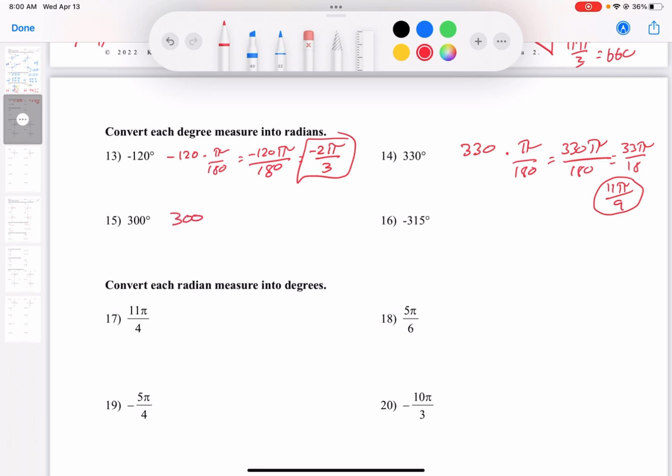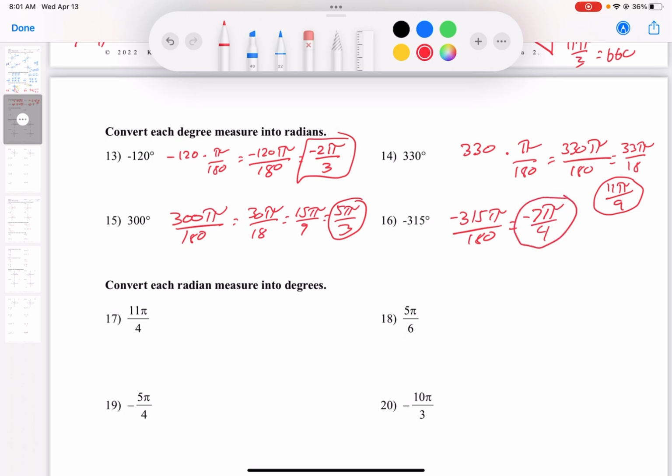So 300, I think you see the pattern now, so it'd be 300 pi over 180, which would be 30 pi over 18, which should be 15 pi over 9, which would be 5 pi over 3. Make sure you reduce it all the way. And then negative 315 pi over 180. Again, just reduce them. If you want to use the ABC button on your calculator, feel free. You reduce this, you get negative 7 pi over 4. And again, just reducing 315 over 180.